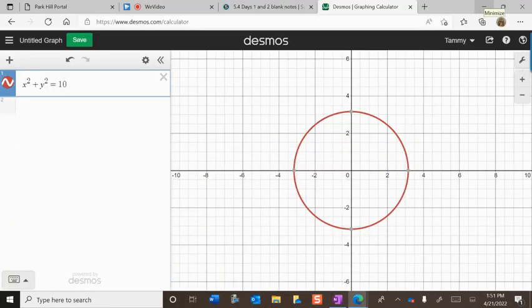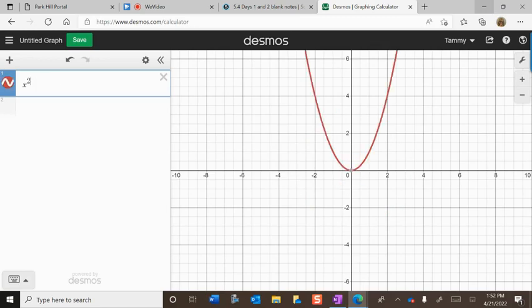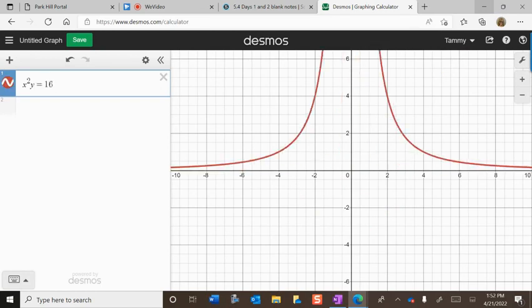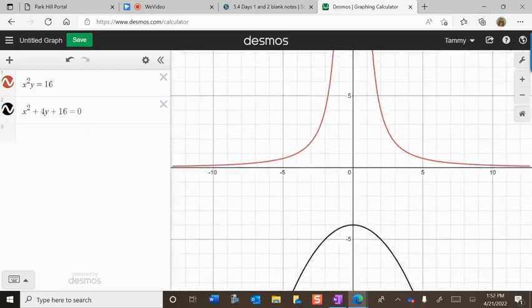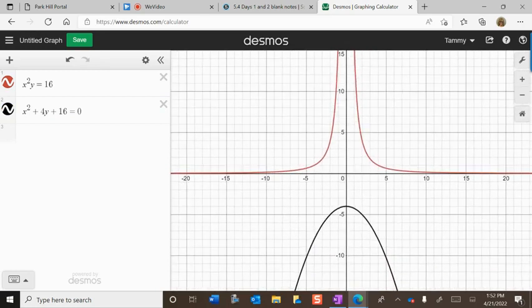All right, so the first equation is x squared y equals 16. Call it the hyperbola, and then x squared plus 4y plus 16 equals 0. That's a parabola opening down, and we can see no matter how much we look at those, they do not meet, so no solution.